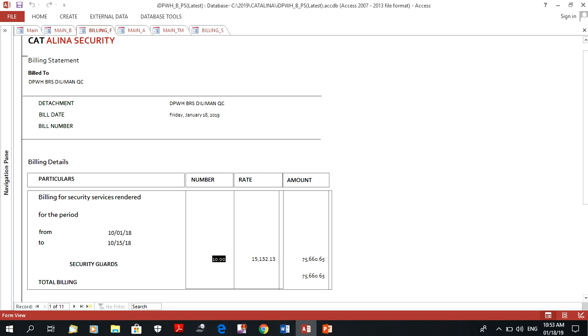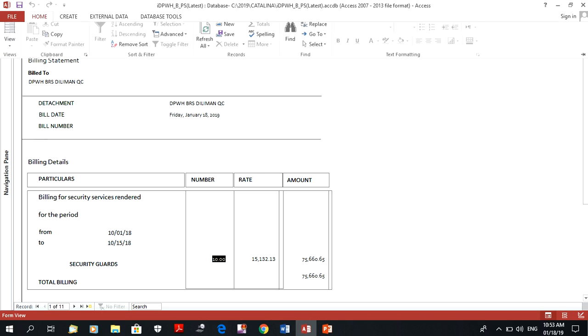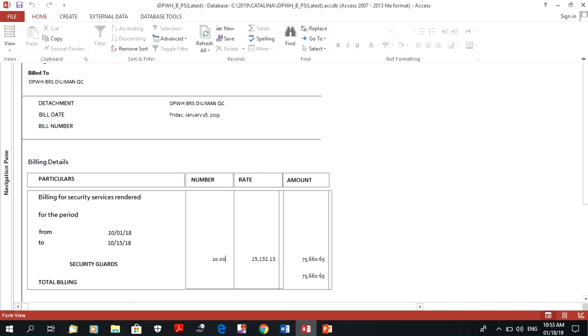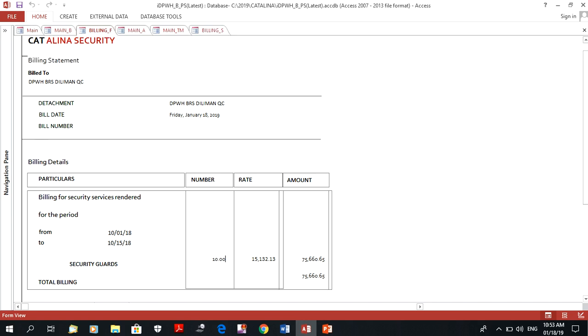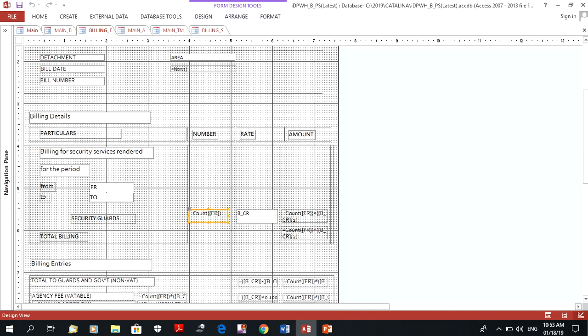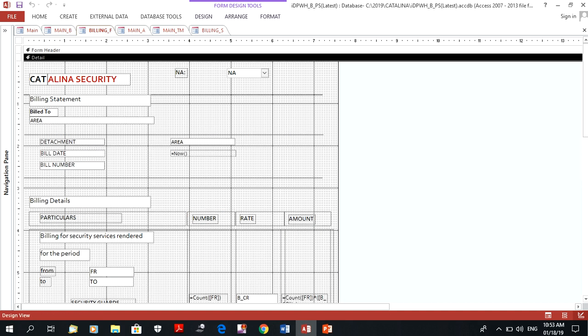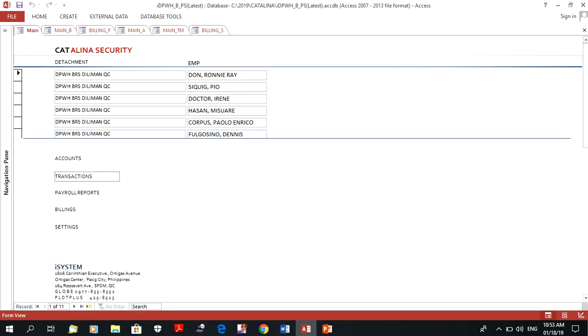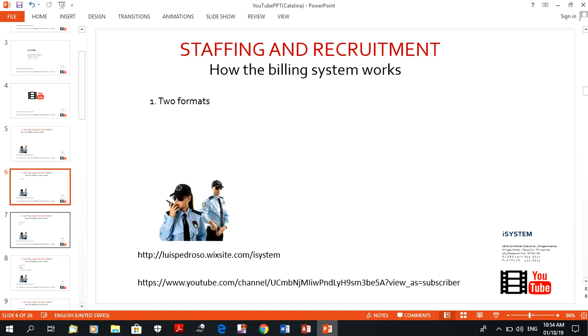So the key is to count the number of FR here. FR is from date. Meaning if you do not belong to this current pay period 1 to 15, your FR should be blank. But that is a different topic and we are not focusing on that. We're just saying that today there are two formats.